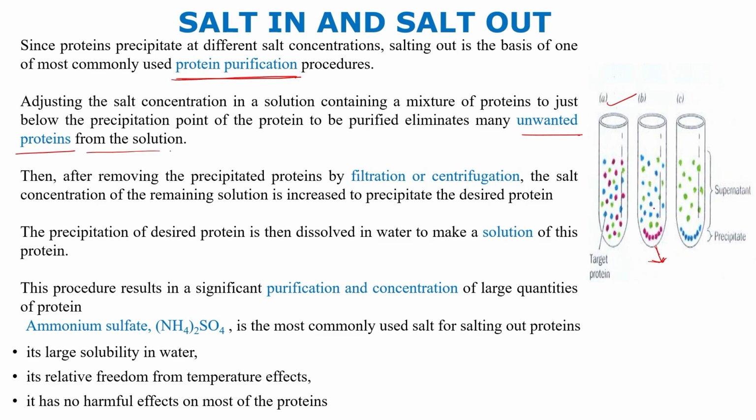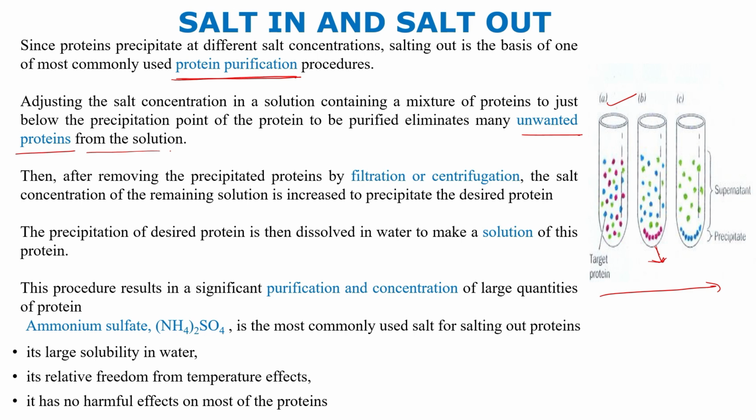After precipitation, we will centrifuge it, and this protein will settle down, and then the supernatant will be taken in another test tube. Then again the salt concentration at which the target protein precipitates will be used to precipitate the blue color target protein molecules, and then again centrifugation will be done, the supernatant will be removed, and then water will be added to dissolve the protein, and in turn we will have a protein solution containing the desired protein, which has been purified and concentrated. So this way we are purifying a particular protein from a mixture of proteins in a solution. This purification and concentration happens during the salting out process.